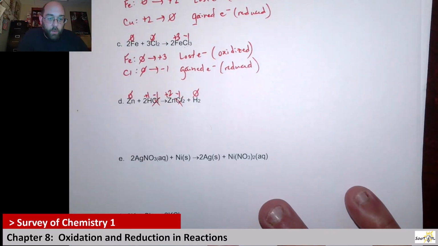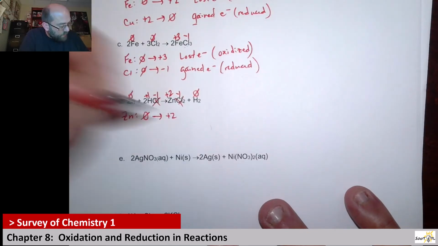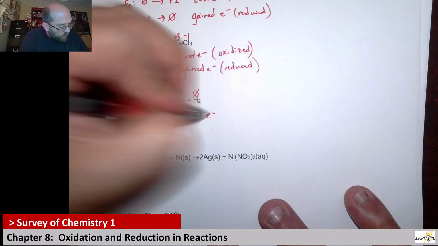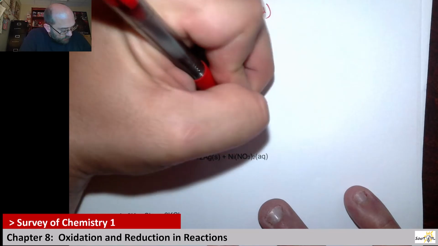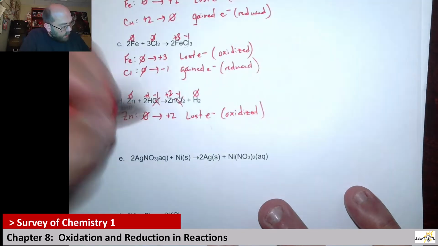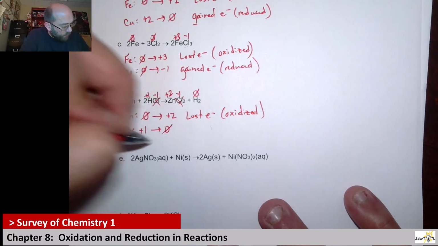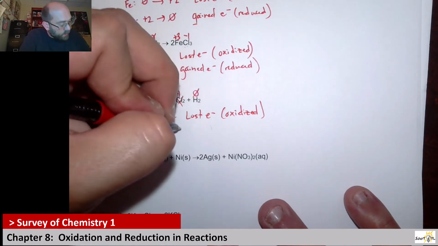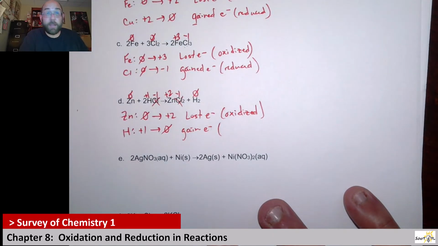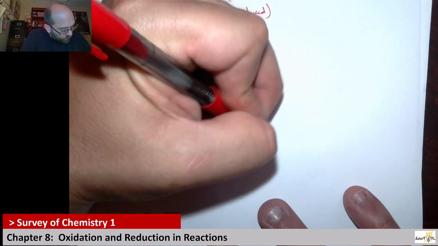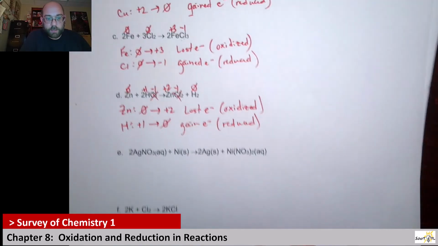So from here, what happens? Zinc, let's look at it first. Zinc goes from 0 to +2. So it lost electrons, right? And remember, LEO, lose electrons oxidized. So it was oxidized. Here, hydrogen goes from +1 to 0. So it became less positive. So it had to gain electrons. So therefore, GER, G-E-R, gain electrons reduced. All right. And so that answers that one. What element was oxidized? What element was reduced?